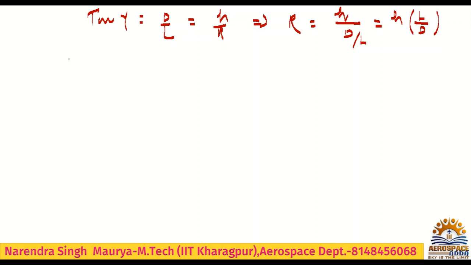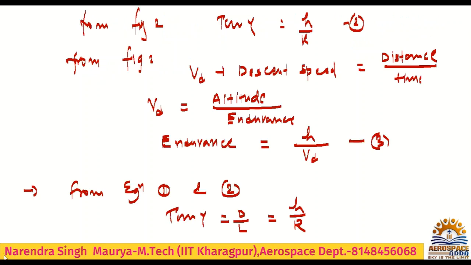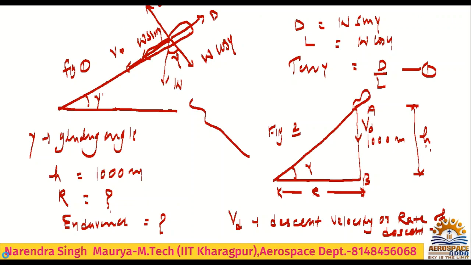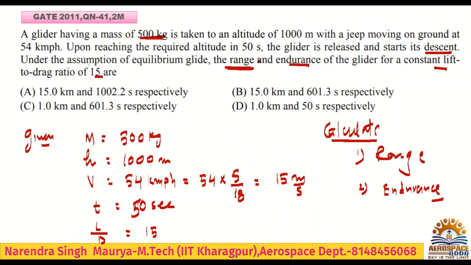So what is the r? R is nothing but range that you have to calculate. H is given how much? 1000. And L by D is the lift to drag ratio. Check, it is given 15. Remember, it is lift to drag, which means this is L by D.